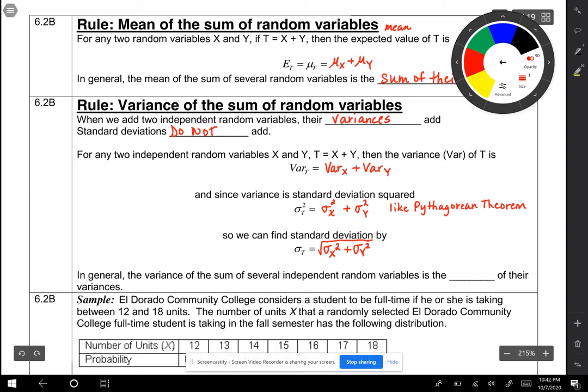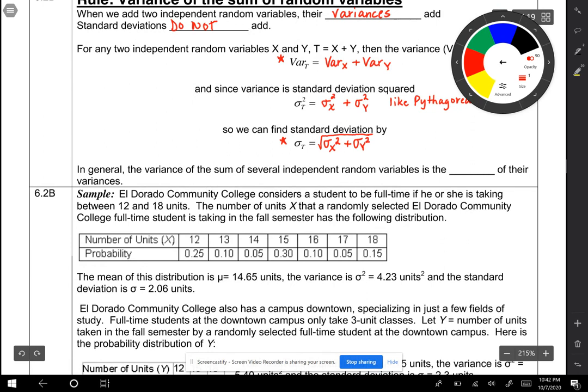So you can use this formula if you're given the variance and standard deviation, or you can use this one. It's totally up to you. In general, the variance of the sum of several independent random variables is the sum of their variances. So for the mean and the variances, they do add. The standard deviations don't add. That's what we've discovered so far.